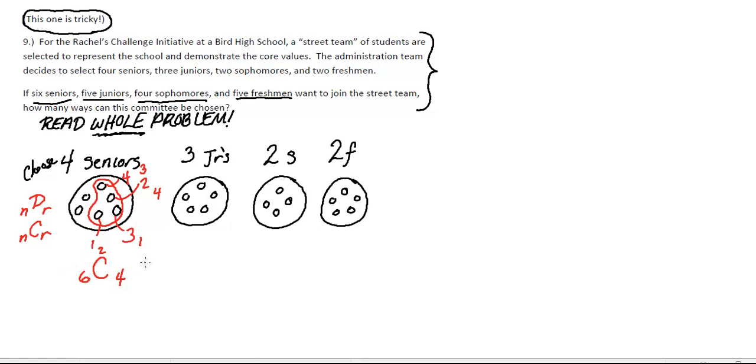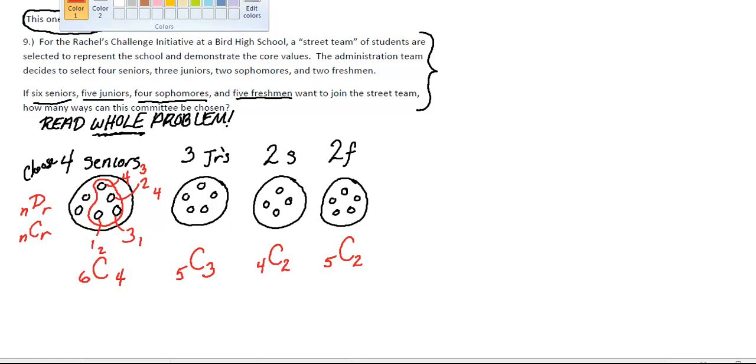Alright, so now that we've done that, we know kind of what's going on here. We know that there are 5 juniors. So of the 5, I'm going to be choosing 3 of them. And then there are 4 sophomores. I'm going to be choosing 2 of them. And there are 5 freshmen. I'm going to be choosing 2 of them. Alright, so what I'm going to do is kind of divide and conquer. So the first part, the seniors, I'll do that in green.